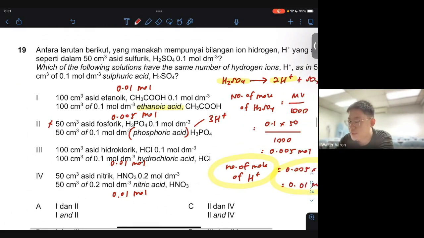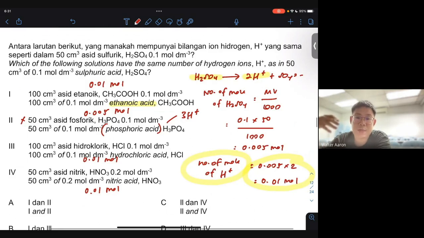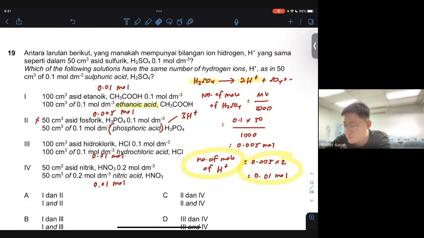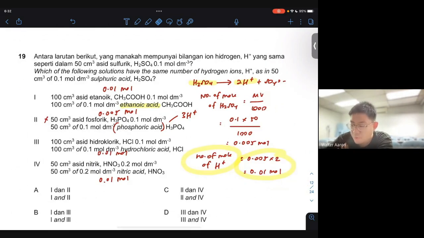And if it's a weak acid, then what happens is that it will only dissociate or ionize partially in water to produce a lower concentration of hydrogen ions. So therefore, for 1, although it has the same number of moles of the acid, it will not have the same number of moles of H+. It will definitely be less compared to strong acids in this case. So the best answer here still will be 3 and 4. And the answer here will be D.